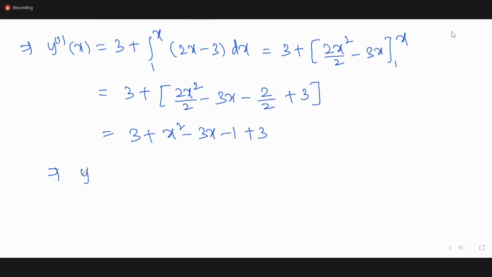So the first approximation in terms of x is y1 of x is equal to x square minus 3x plus 5. This is the first approximation.